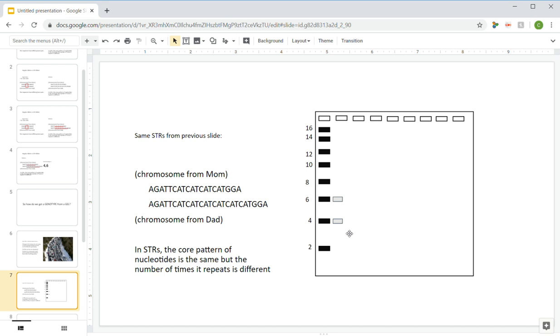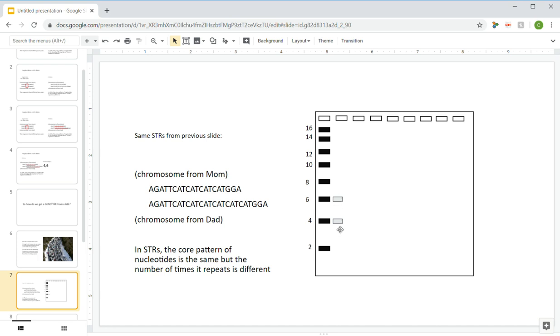Okay, so again, this person was a 4, 6, right? So you can see the 4 from mom, the 6 from dad. We can clearly see this person is heterozygous because they have 2 different bands on the gel. They have 2 different alleles.